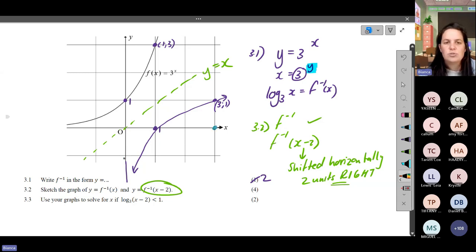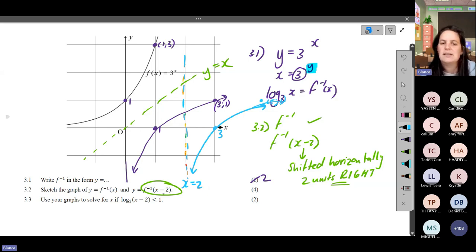The asymptote will shift 2 units to the right. So that is 0, it shifts 2 units to the right. So the asymptote will be here somewhere. There's the new asymptote. At x equals 2, we have a point here. If it's 1 there, now it's moved 2 units. It's now intercepting at 3. So now your graph looks something like that. Every point has moved 2 units to the right. So this 3 and 1 has now become 5 and 1. And it's going through there.